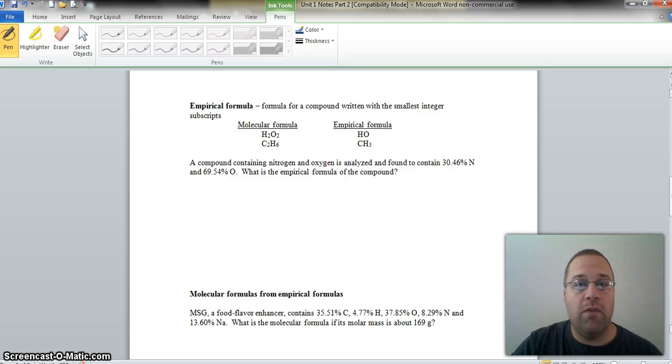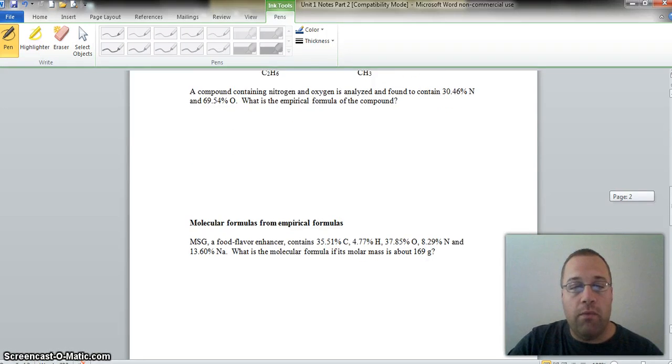The molecular formulas, if you look at H2O2, C2H6, both of those are divisible by 2, both numbers in each molecule. So that's what's called a molecular formula. A molecular formula is exactly how many atoms of each element are in a compound. The empirical formula is just the whole number ratio to simplify it.